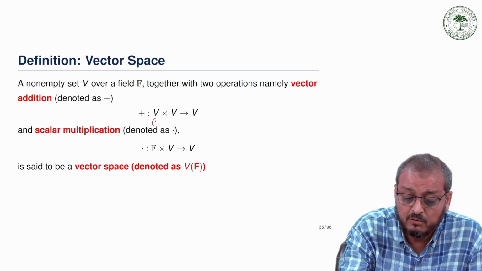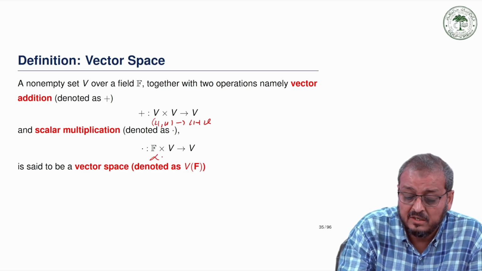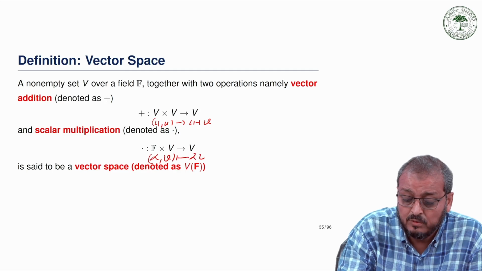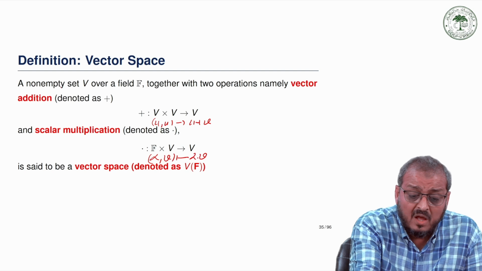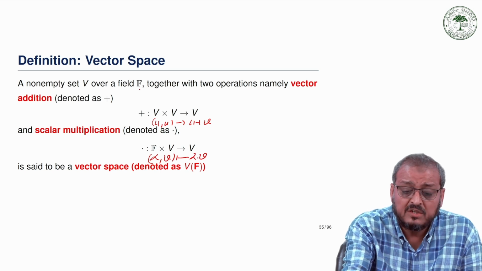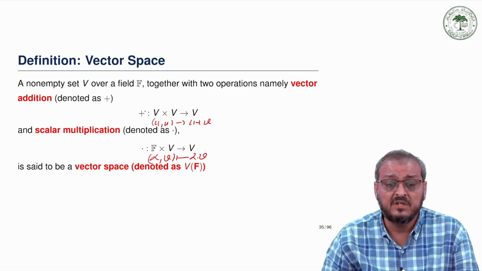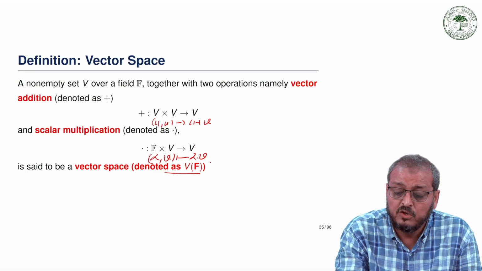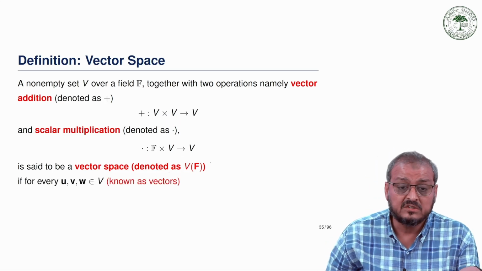An element (u, v) is mapped to u plus v, and a scalar alpha with an element v is mapped to alpha into v. This set V over the field F, together with these two binary operations, addition and multiplication, is said to be a vector space, generally denoted by V over F, if it satisfies certain axioms.